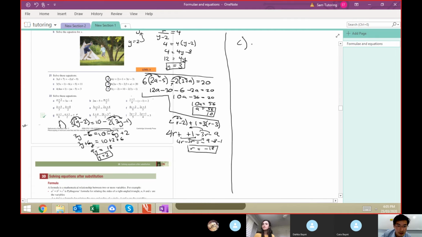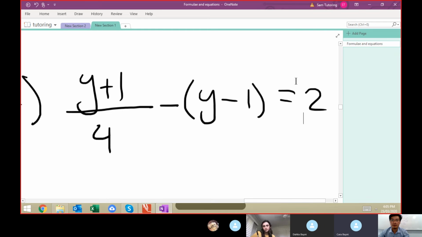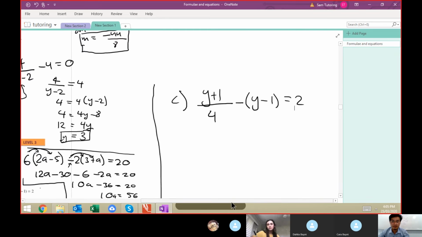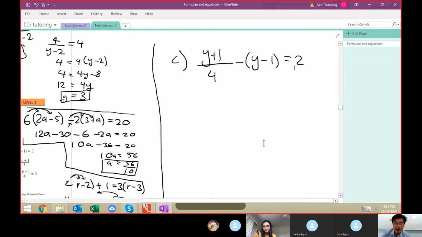Let's do question C, which is y plus 1 all over 4 minus y minus 1 is equal to 2. And then I'll focus over here. Everyone can see that, right? Okay, that's a lot better. Let's do it this way. Again, feel free to go ahead, but I'm just going to do it at my own pace.